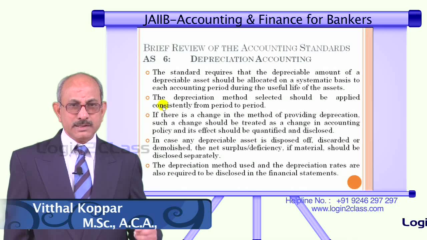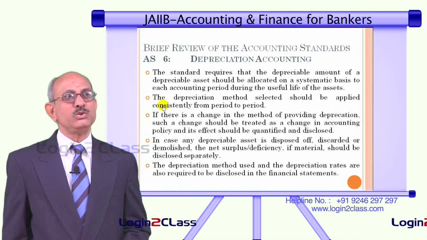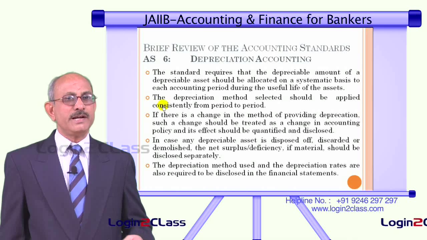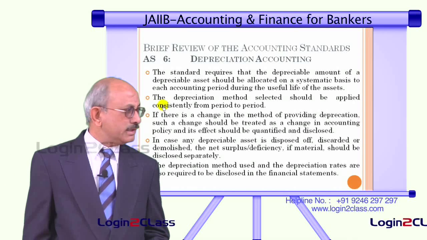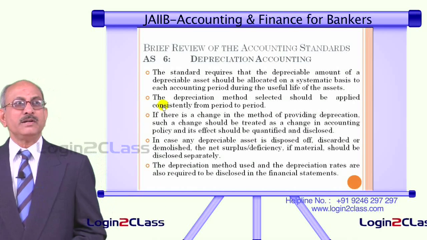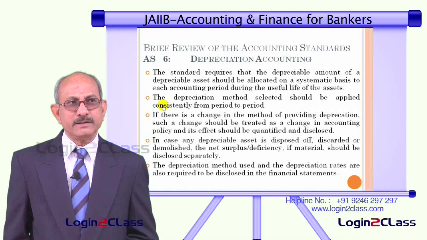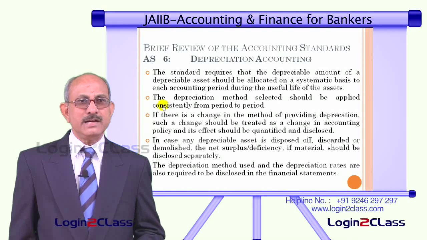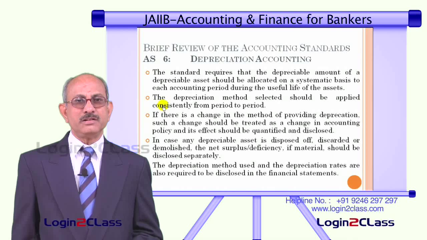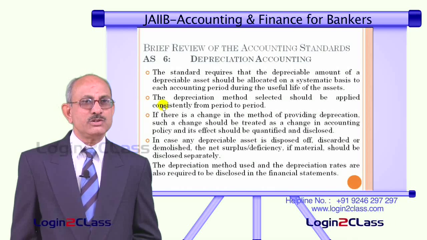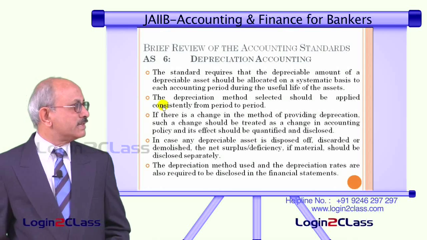So, it says that if the entity is using the WDV method, you have to state that the entity is using the WDV method, and also the different depreciation rates which they are applying have to be indicated. For example, if they are applying, let us say, a 10% rate of depreciation on furniture and fixtures, this also needs to be disclosed in the financial statements.